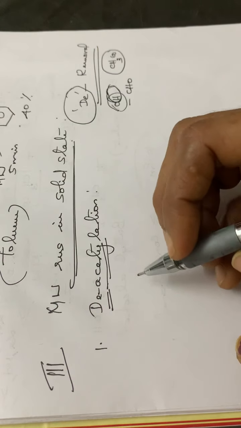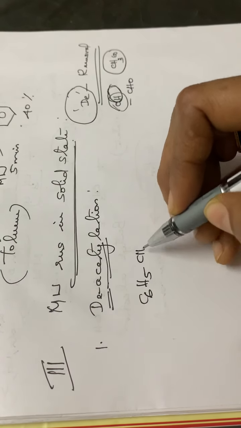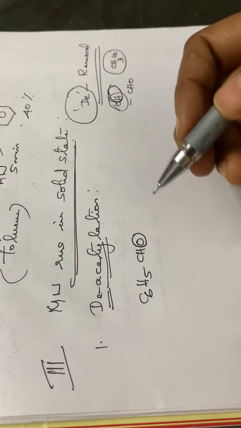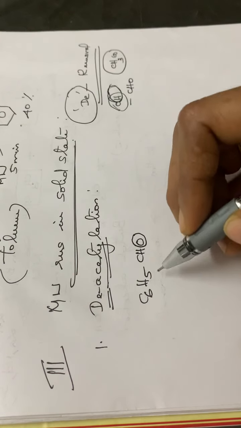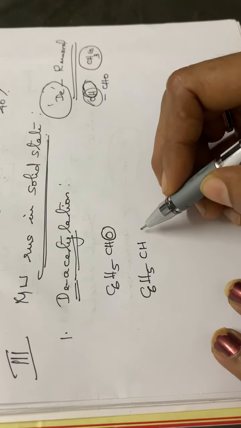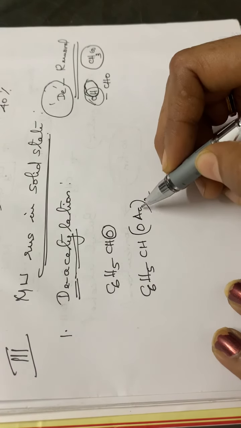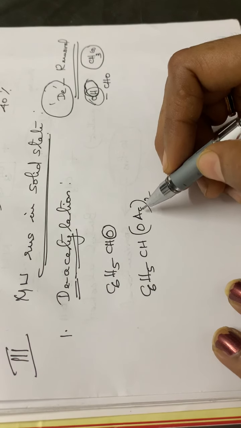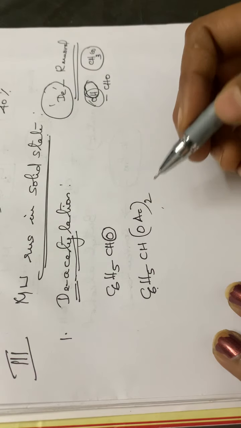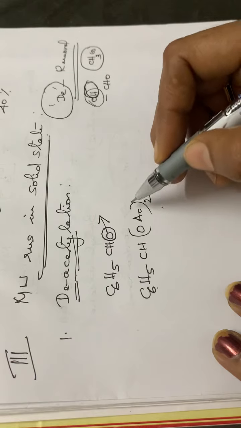For example, benzaldehyde diacetate. Benzaldehyde means C6H5CHO, isn't it? So this oxygen atom is replaced by two acetyl groups, that means two OAc. I am writing it as C6H5CH(OAc)2. OAc means acetyl groups, or we can write it as CH3CO twice. Instead of this oxygen atom, this aldehyde group is protected by the acetyl group.